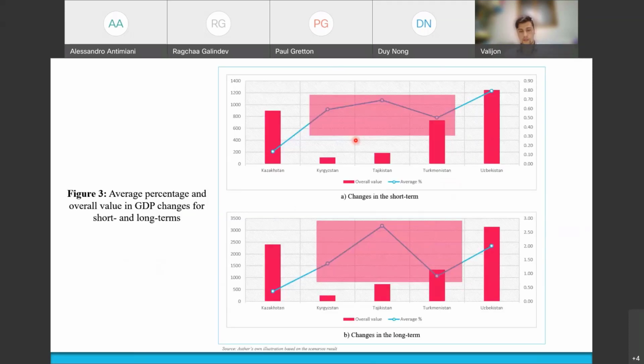So this is just, I mean, you can see in the long term and short term how the GDP changes, the speed, and the overall value in dollars.